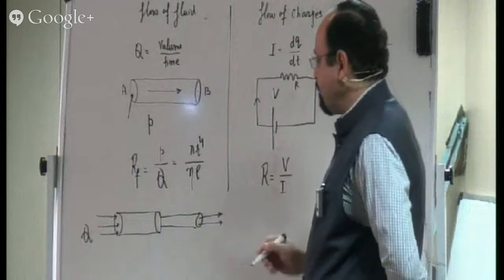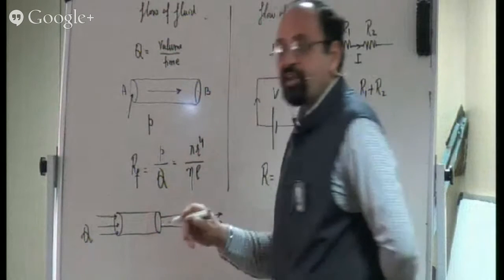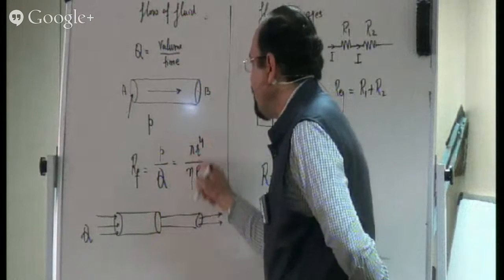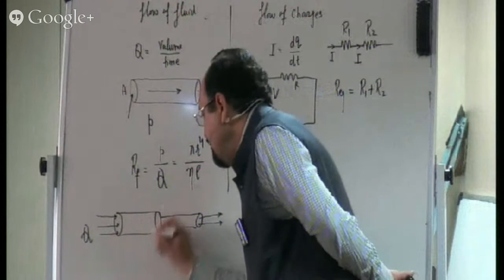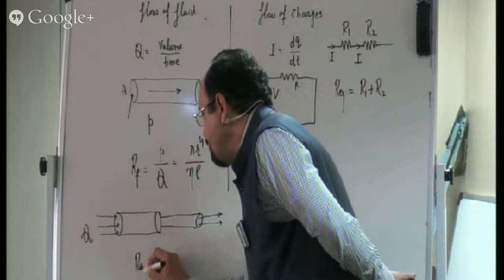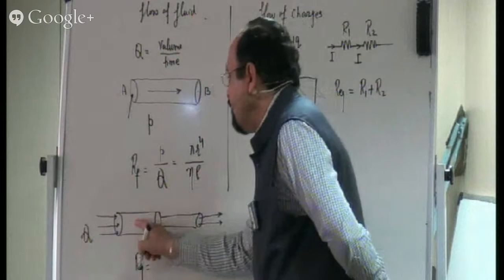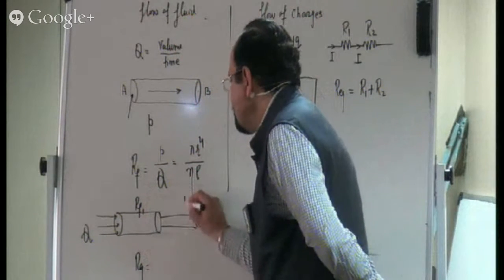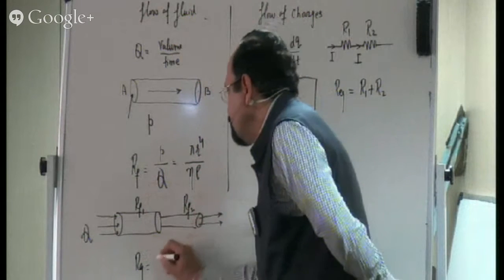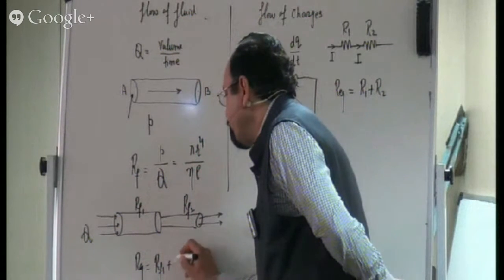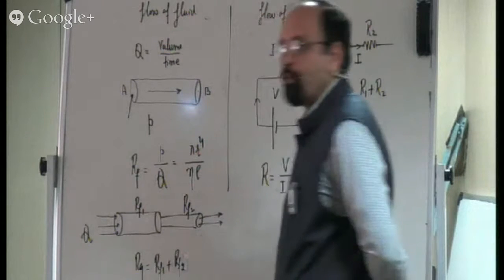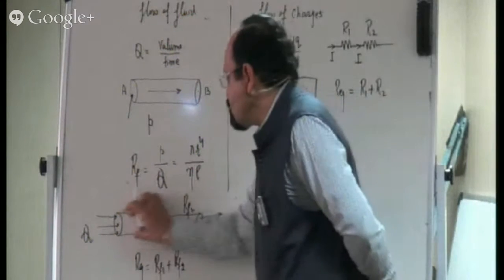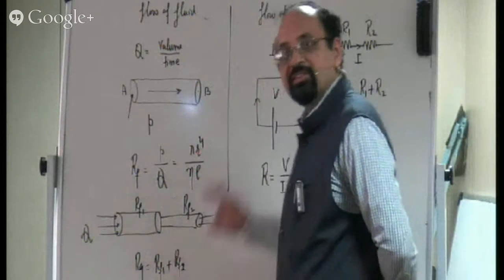At the same time, if I ask you what is the R equivalent, R equivalent once again means I'm talking about pi R^4 by eta L. In that situation, I say the R equivalent is going to be the resistance to the flow offered by 1 plus the resistance to the flow offered by 2; they will add up. The total resistance offered by this combination is going to be given by the similar formula.